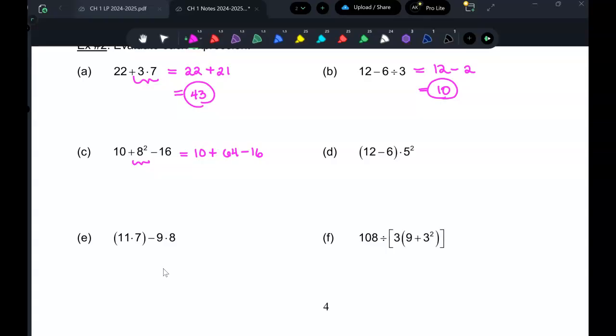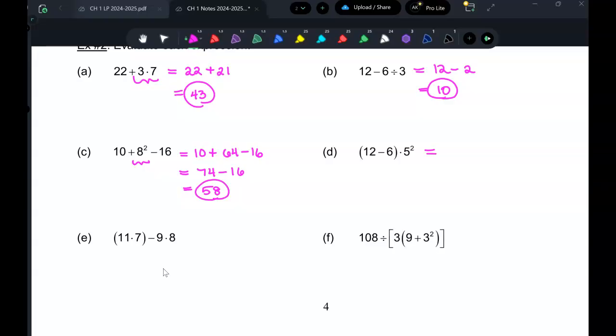Okay, now we have to go left to right. So we're going to add 10 and 64. 74. Then minus 16. Yeah, again, you've got your calculator, so if you need to subtract that. 58. Okay.